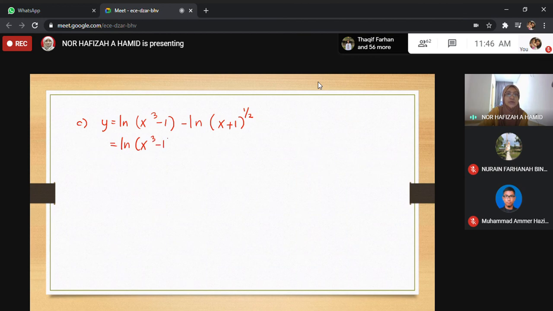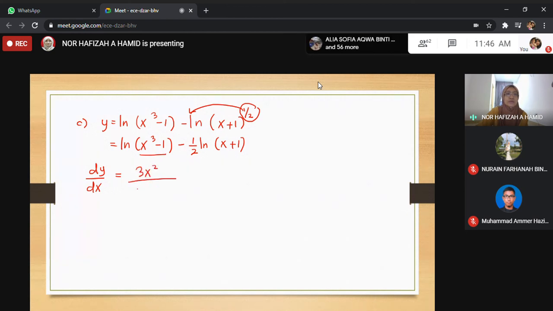So x cube minus 1 minus. So ni saya apply lagi rules dia. 1 over 2 you will transfer kat depan. So 1 over 2 ln x plus 1. Okay, so dah habis semua rules you apply, baru you start with the differentiation. So dy over dx, you nak differentiate ln. Okay, so differentiate dulu x cube minus 1, so dapat 3x square, so over with original dia, x cube minus 1. So minus with 1 over 2, differentiate x plus 1, you have 1. So over with x plus 1.